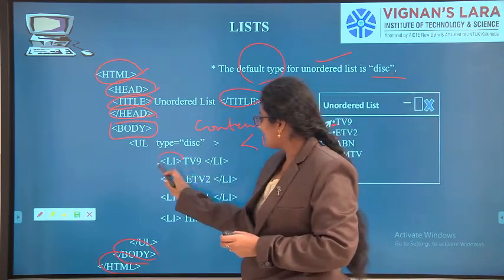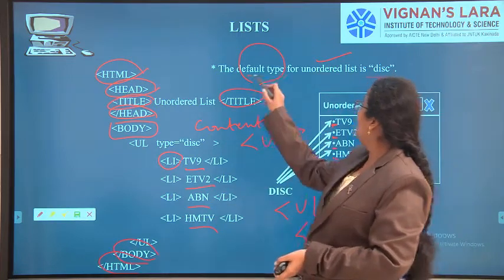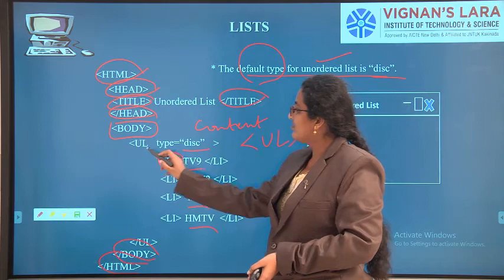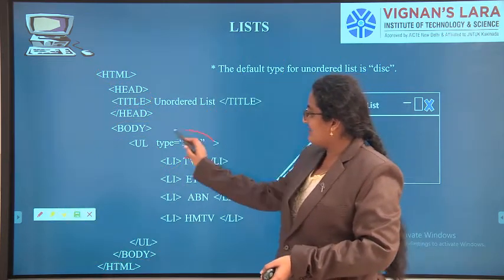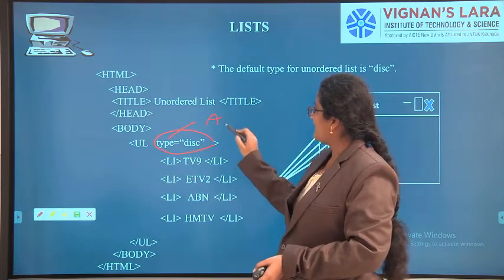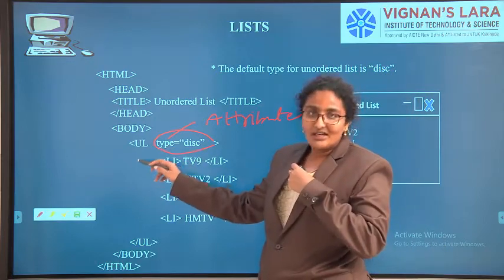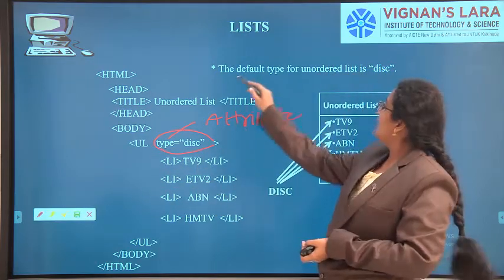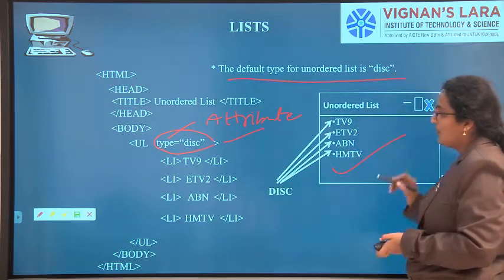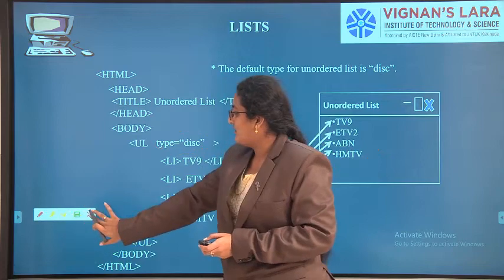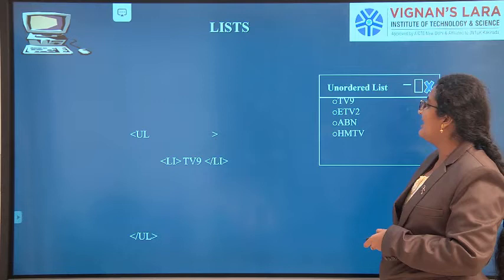See here, TV9, TV2, even HTML. Some examples we have given. So the default type for unordered list is disk. So type is disk, already we have given. Type is the attribute. So in unordered list, type is the attribute. The default type is disk. So we have given disk and we have displayed this output. So we will see the next one. In unordered list only we are seeing the type.